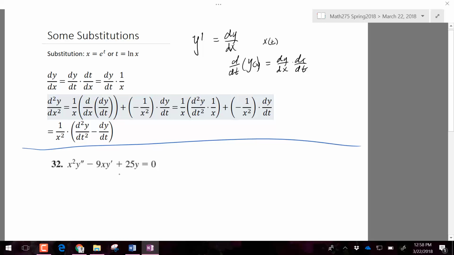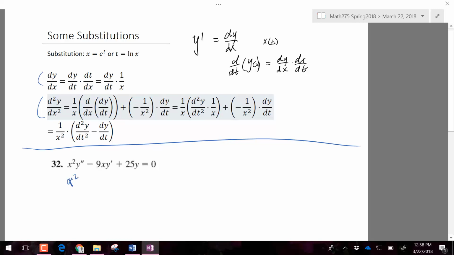So we can use the old methods, assuming that your solution y is equal to x to the m power, and then do all that stuff. But this is just an alternate method, and let's see how this works. So we're going to make our substitution, and our substitution is going to involve the derivatives, so these two derivatives over here. Let's just go ahead and do that.